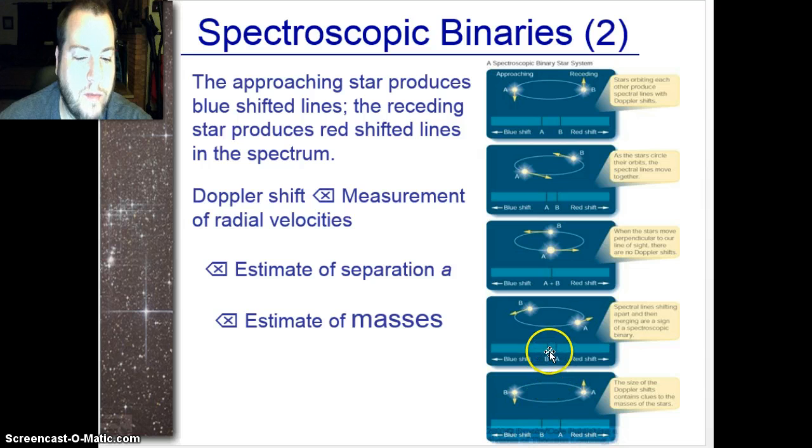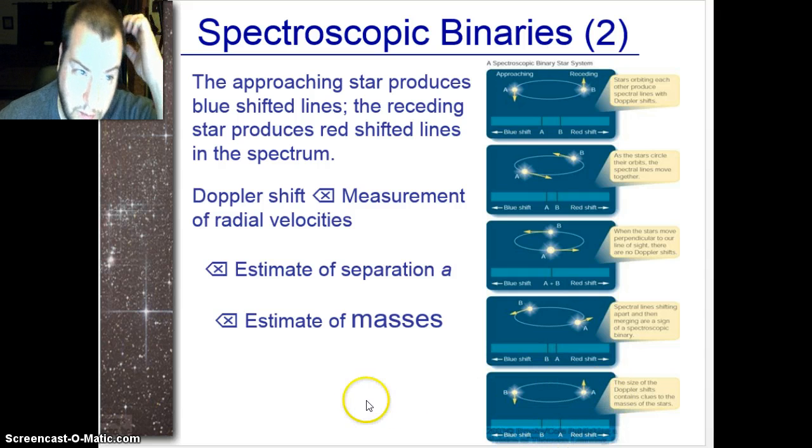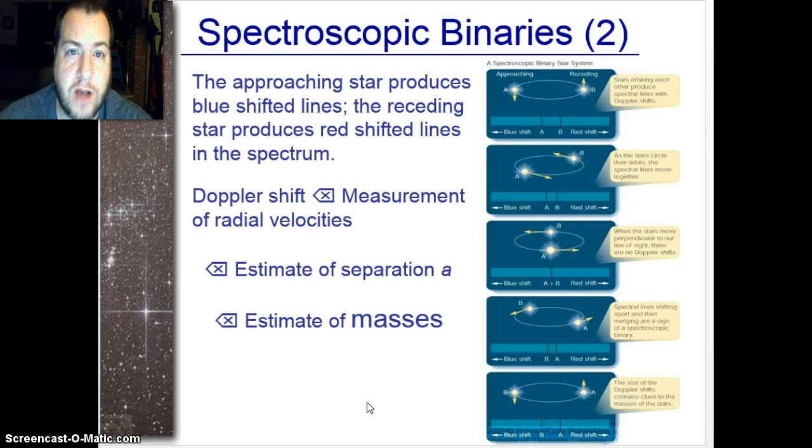Now they're going away from each other, and these lines are going away from each other, and at their farthest point they're back to here. So the Doppler shift, remember we can measure radial velocity with Doppler shift, or if the star is going away from us, we can measure how fast it is going away from us. And from that information you can estimate a separation between the two. And if you've got an estimate of the separation, you can estimate the mass.